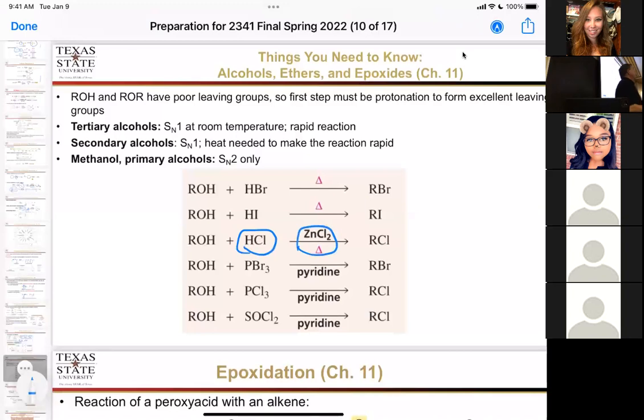We have to continue on our theme of making oxygen a better leaving group. And so we make it a zinc oxygen bond, which makes it a better leaving group, okay? In these cases here, we're making phosphorus oxygen bonds, which makes the oxygen a better leaving group. And in our last reagent, thionyl chloride, we're making a sulfonyl ester, which makes it a better leaving group. So we're doing that better leaving group trick on almost all of these.